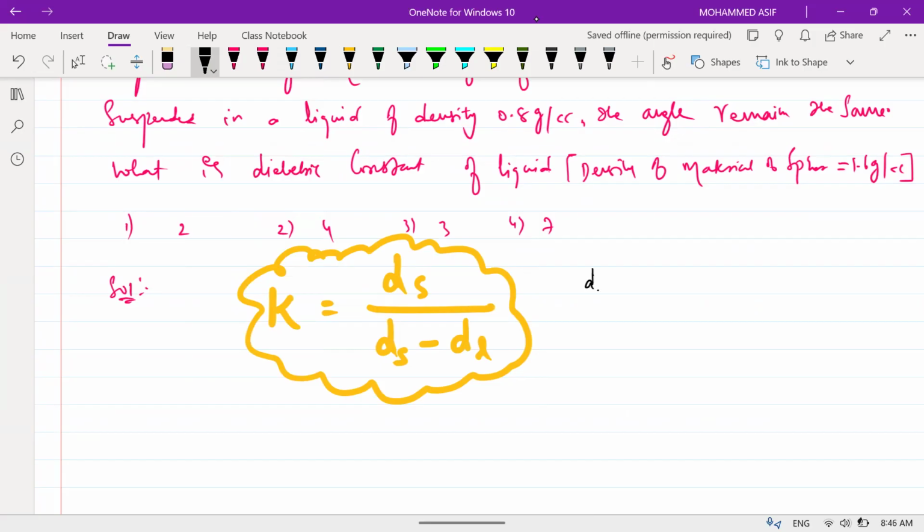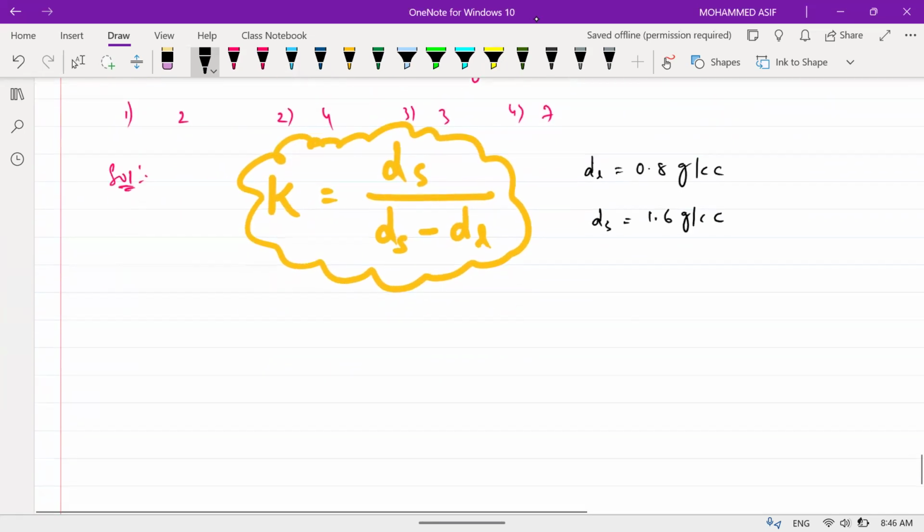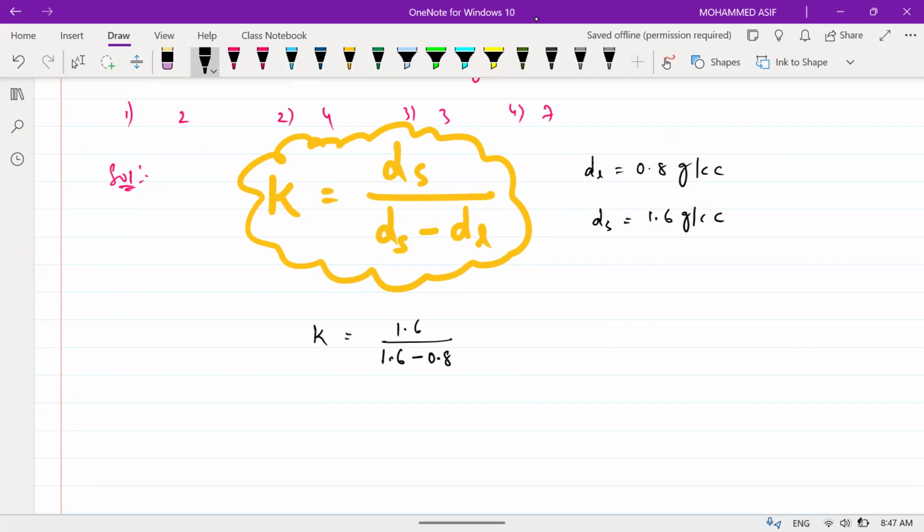Density of liquid is given how much in the problem? Density of liquid is 0.8 gram per cc. Density of the sphere is given how much for me? 1.6 gram per cc. What is the dielectric constant? K is equal to 1.6 divided by 1.6 minus 0.8. So how much will it be? 1.6 divided by 0.8. So this will be equal to 2. So dielectric constant K is equal to 2.